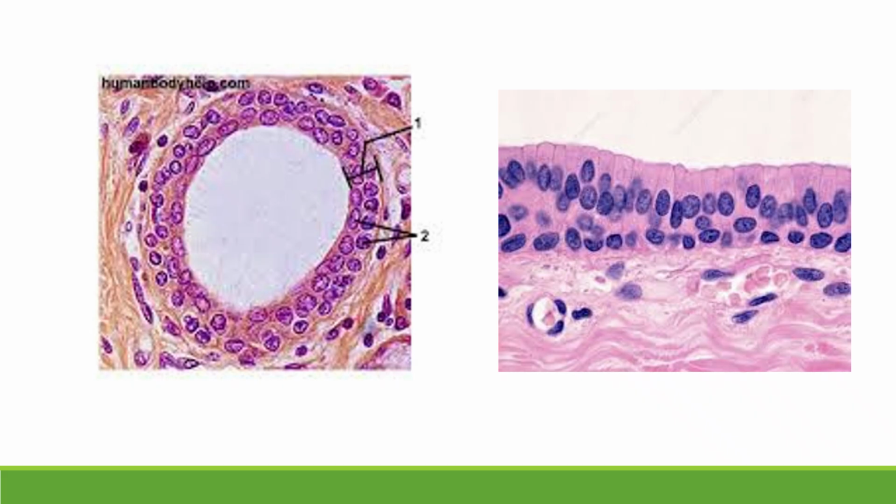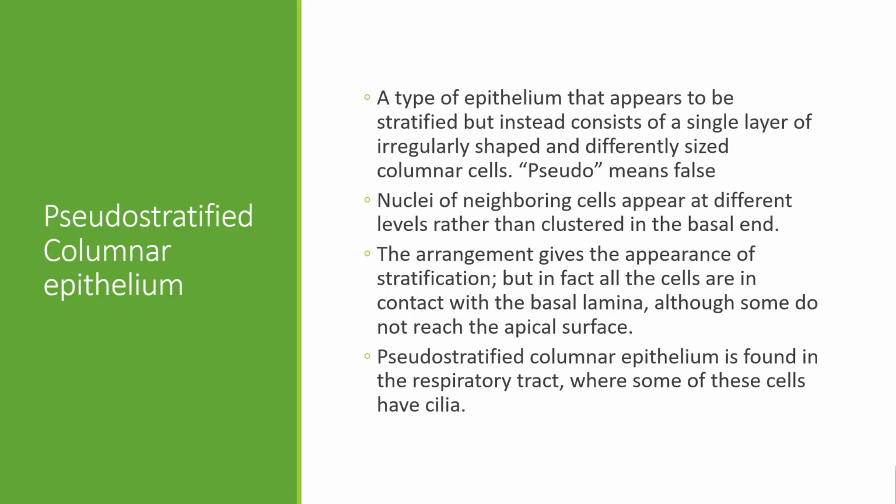Again, they're pretty rare in the human body. They're more common in other animals. And then you have this oddball called pseudostratified columnar epithelium. This is a type of epithelium that appears to be stratified, but in reality, it's actually just a single layer of irregularly shaped and differently sized columnar cells. Pseudo means false. So we have what looks like multiple layers, but it's really not. A false stratified layer.